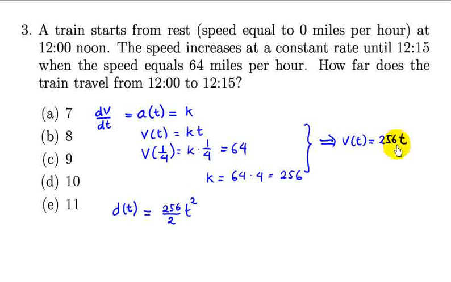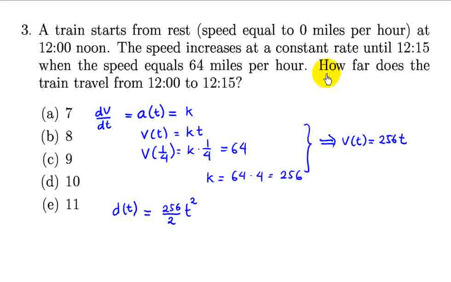But not only this function gives us the derivative 256t; any function of this kind plus a constant will do. When t equals 0, the distance is 0. So plug in t equals 0 here. We have that when t equals 0, the distance is c. It means again that this c must be 0. So we don't need this c. You can erase it. So d of t equals 256 over 2 times t squared.